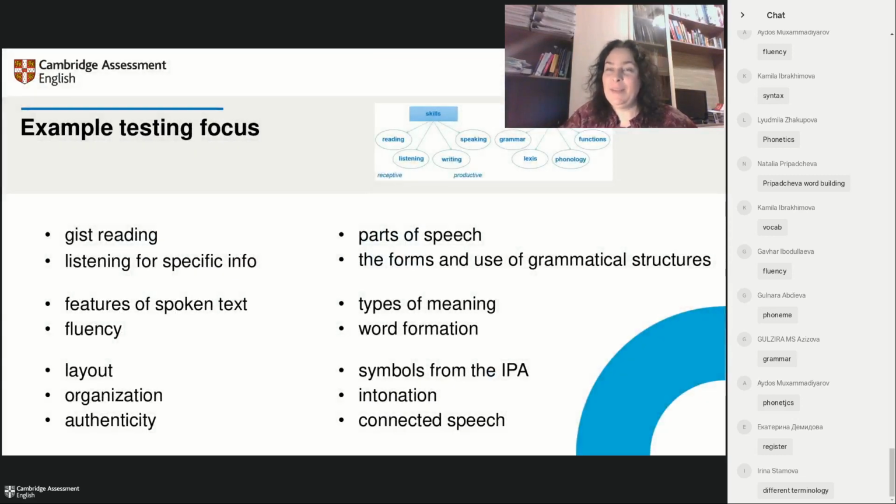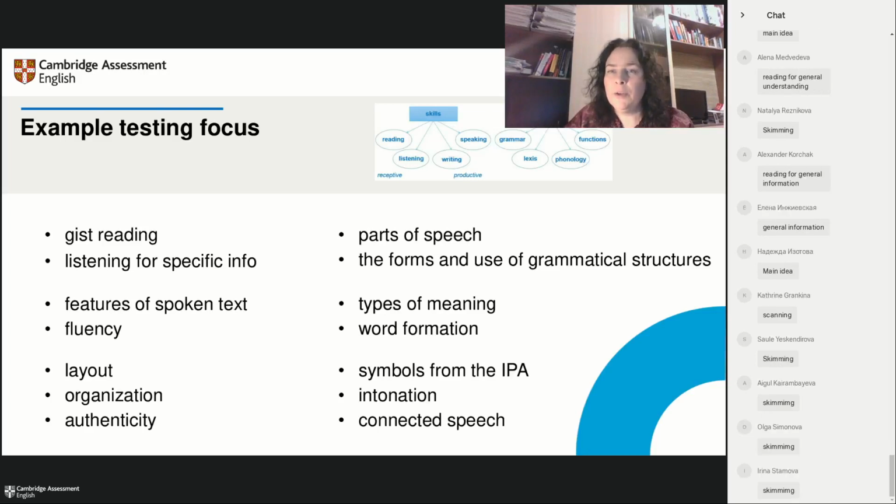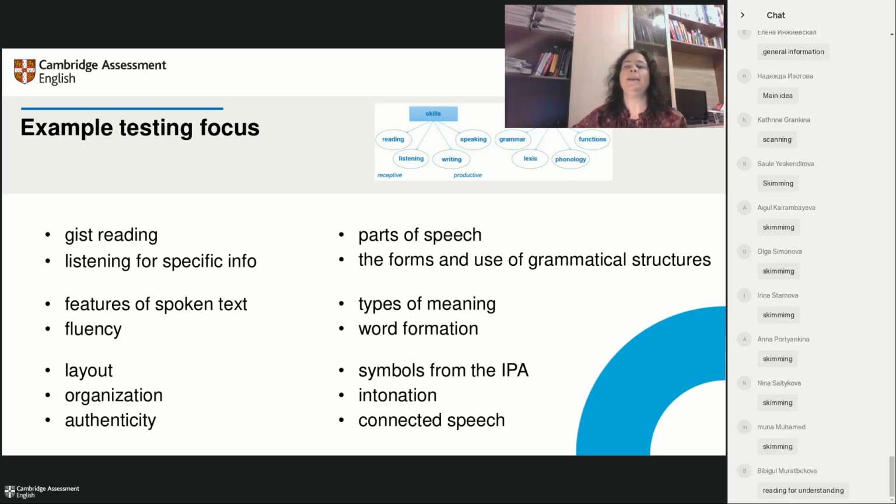So let's have a look at the more specific areas that I've decided to highlight for you. For example, in the lessons on skills, sometimes you may want to focus on developing gist reading. Do you know the synonym for gist reading? Who can give me a synonym? The terminology might be slightly different. Skimming, very good. I can see the accurate spelling in the chat box. Well done. Yes, and also reading for general understanding, global understanding. Well done, perfect.